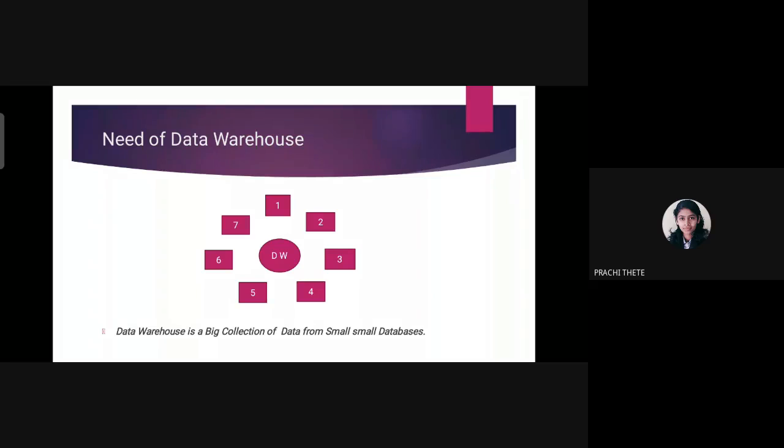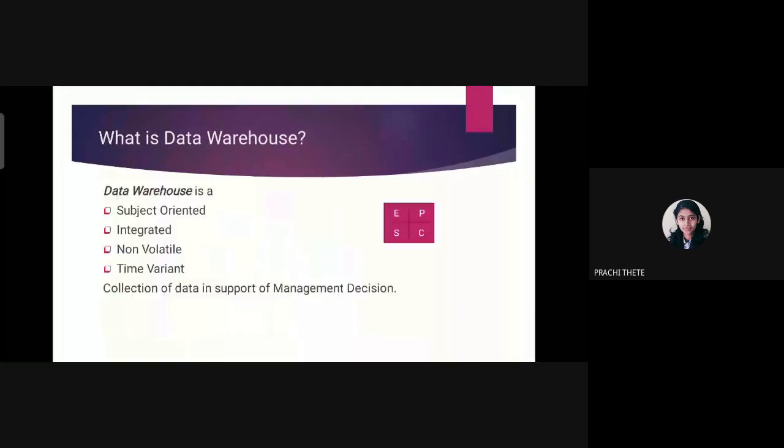The data warehouse is the place where the information from each and every branch can be stored. So whenever the owner wants anything detailed, he will directly visit the data warehouse without going to the manager or anyone else. So this is the need of data warehouse. From this example, we can conclude that a data warehouse is a big collection of data from small databases.